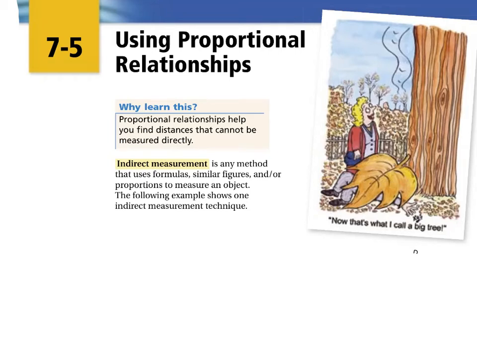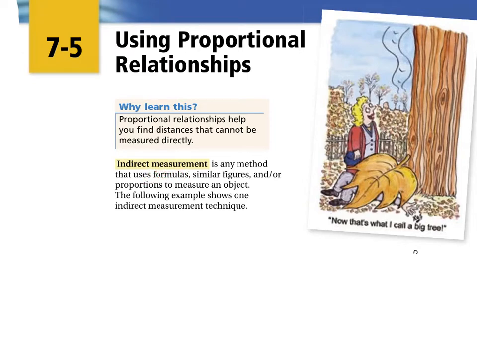In section 7.5, we're going to be using proportional relationships. We're taking what you've done in the past with writing proportions and word problems and applying them to geometrical concepts which involve similarity, perimeter, and area ratios in this section. So we're first going to talk about indirect measurement.